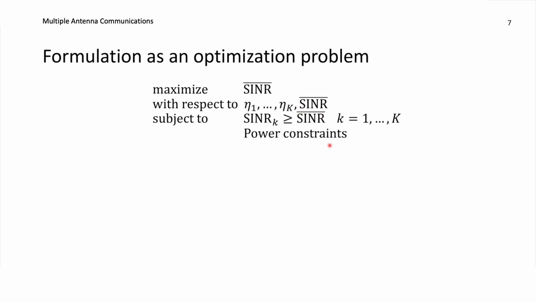And then we have the power constraints, which were different in the uplink and the downlink. But apart from that, the structure of the problems is almost the same in both the uplink and the downlink.